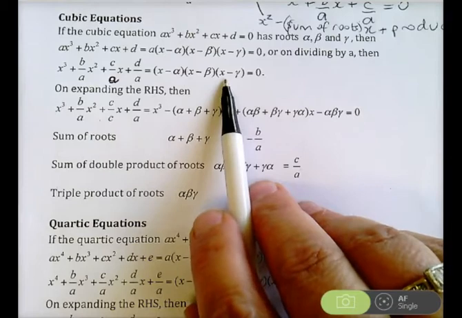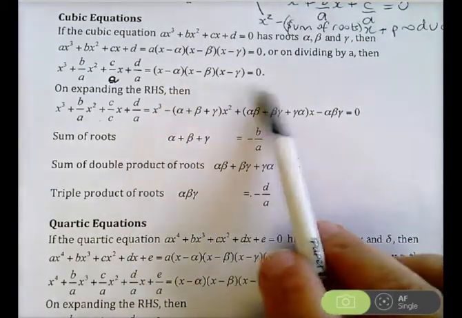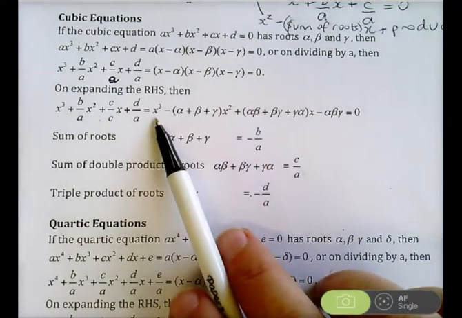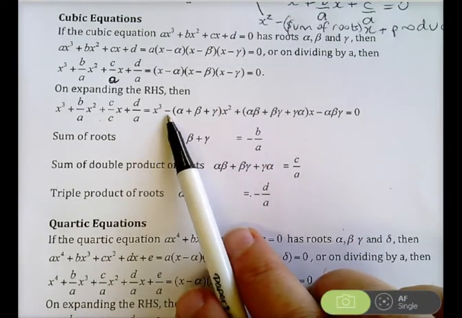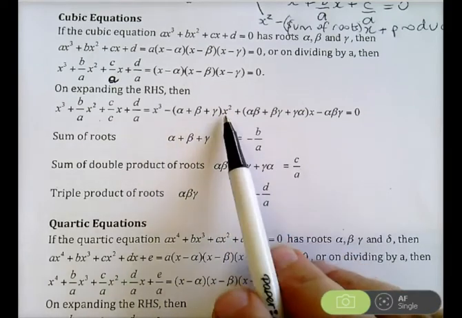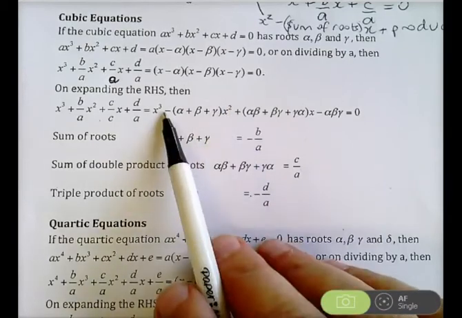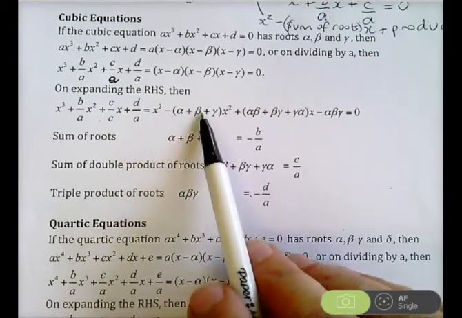Again, we're expanding the right-hand side. So if you expand the right-hand side, and I'm not going to do it all, you would get x cubed minus, you'd get alpha x squared, beta x squared, gamma x squared. So these terms are all x squared, so you take out the common factor x squared and you'll have minus bracket alpha plus beta plus gamma.